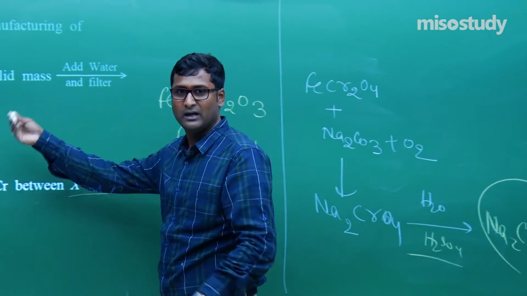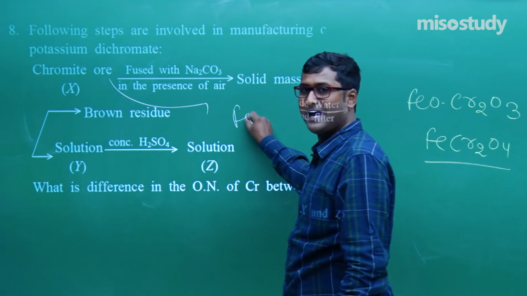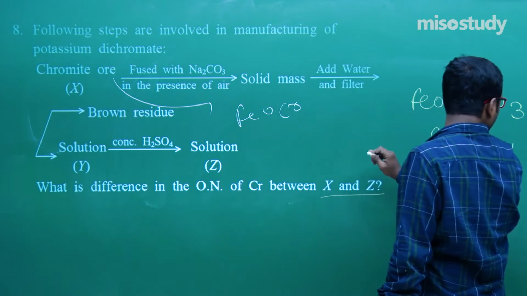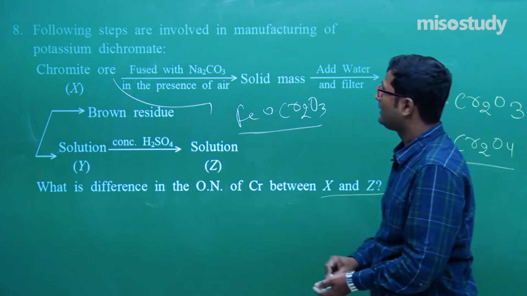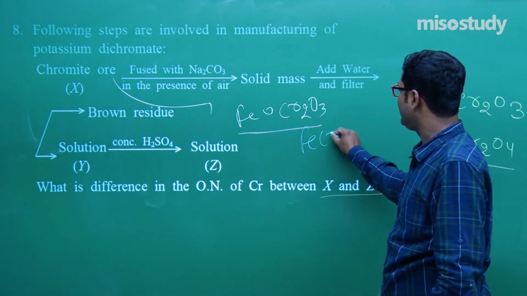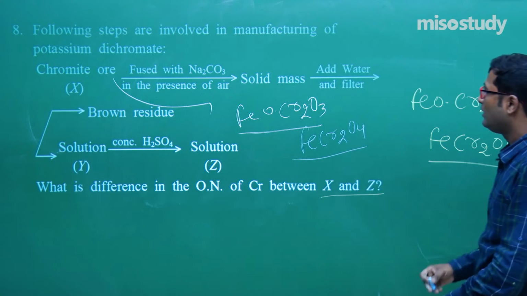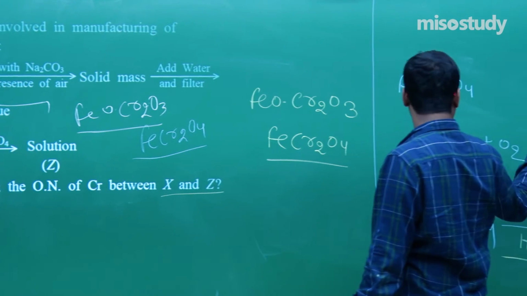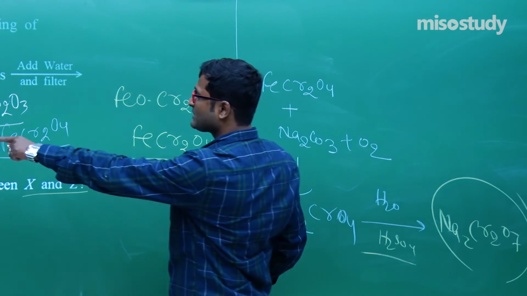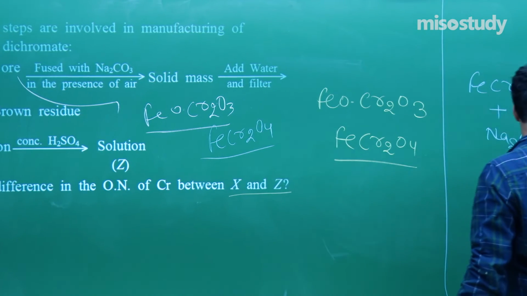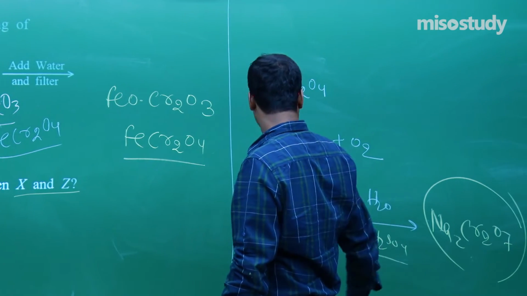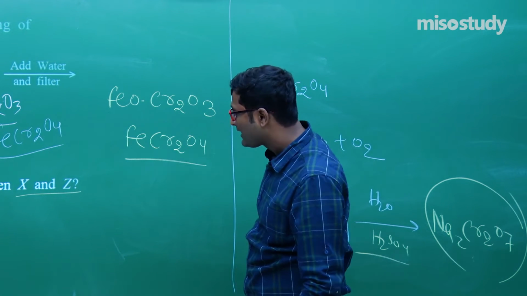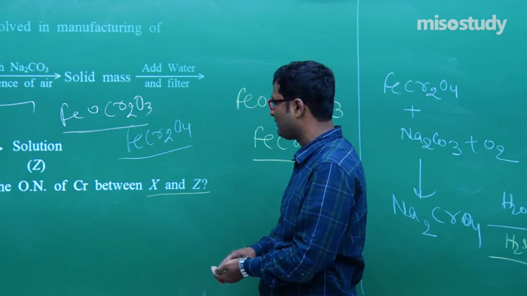Chromite ore is FeO·Cr2O3. Clear to you? It can be written like this: FeCr2O4. Now, in the presence of Na2CO3, it gives Na2CrO4. Yes, sir. Add water to the solid mass, then it gives a solution, which on treatment with H2SO4 gives Na2Cr2O7. Clear? Now, what is the difference in oxidation number of chromium?